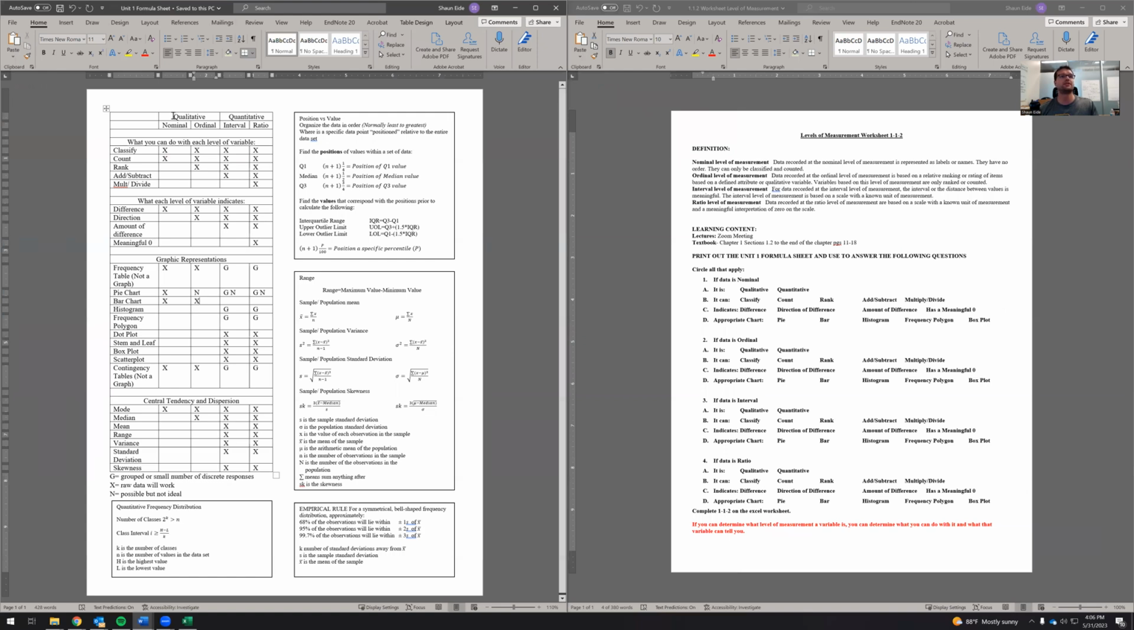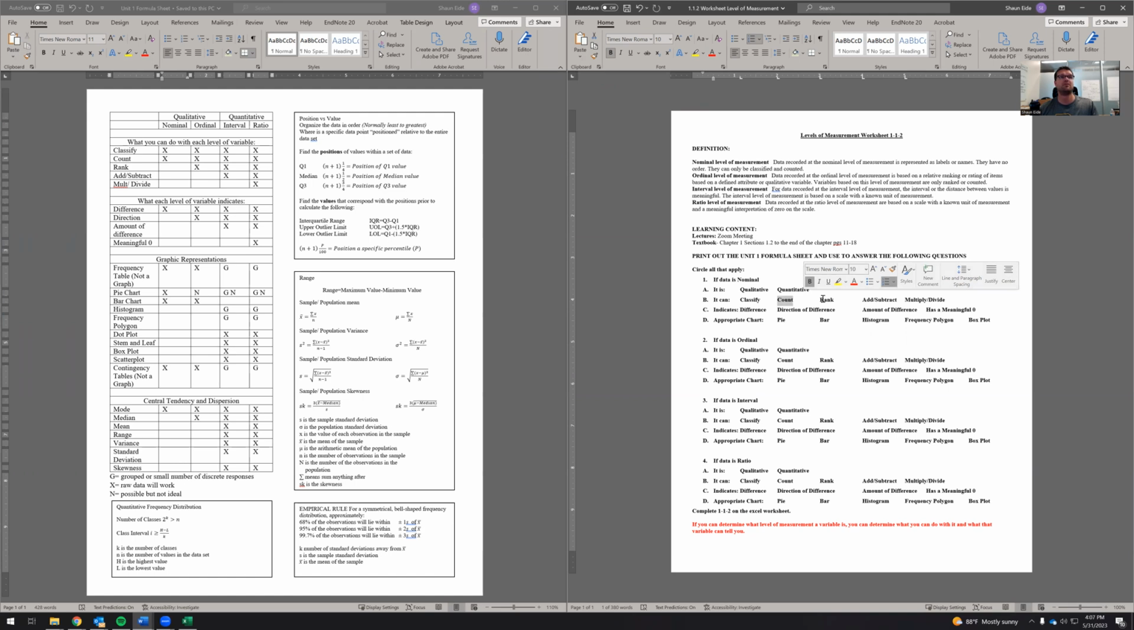And there's a whole video that goes over the formula sheet. And so you've got qualitative data, which is right here. Everything here is qualitative. So nominal and ordinal is qualitative. And if it's nominal, you can classify it, you can count it. So you can highlight this, classify, count. You can't rank it, you can't add and subtract, you can't multiply and divide. And it indicates a difference.